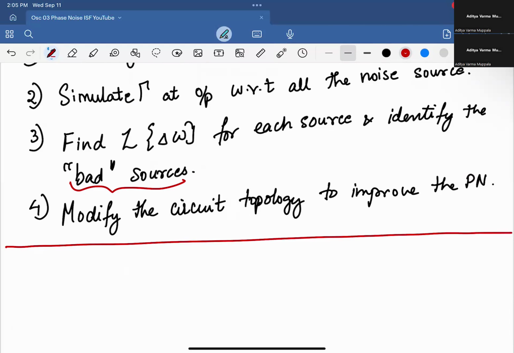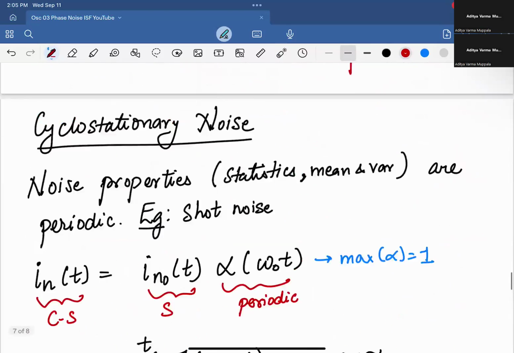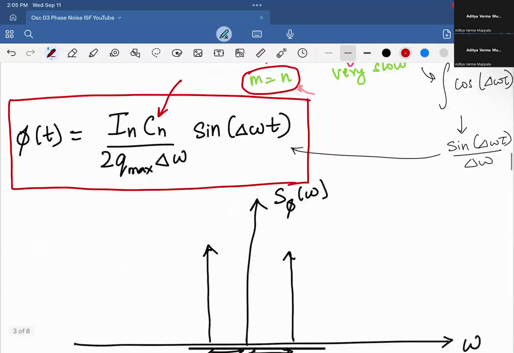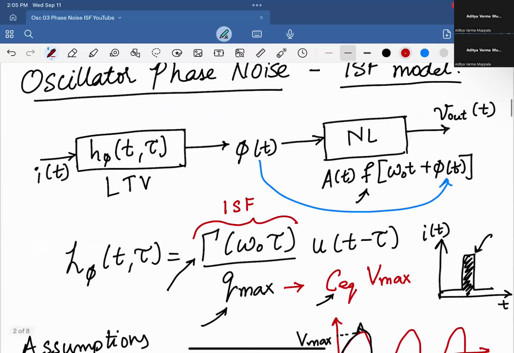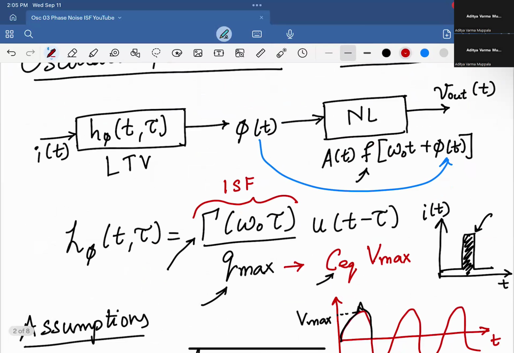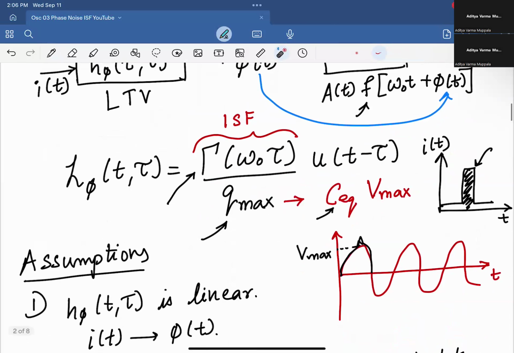So, maybe a bit technical, but essentially we went through a quick review. The ISF model, we said, is a linear time varying model that maps an input current excitation to an output phase, and then that is taken to the output voltage using a nonlinear function. Here we only looked at the cosine function, but if you had harmonics, then you can expand this f in terms of another Fourier series, and then each of them has its own nonlinear function. So you can do that. But essentially we said, okay, this is the ISF.